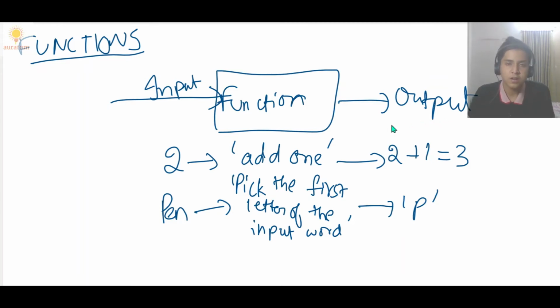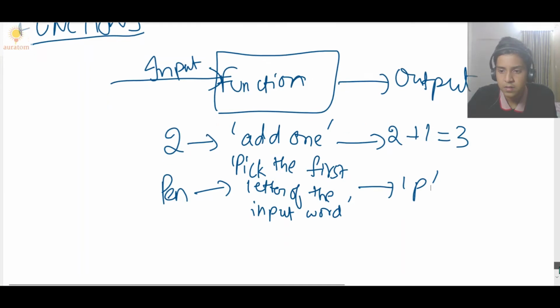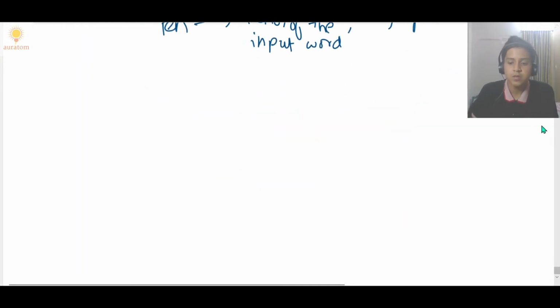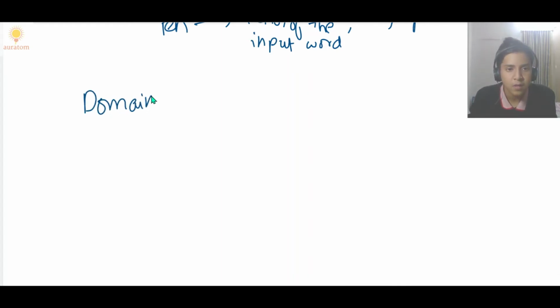Now let's take a look at the more mathematical definition of a function. So let's do that. Every function has something called a domain and a codomain. The domain is a set of inputs.